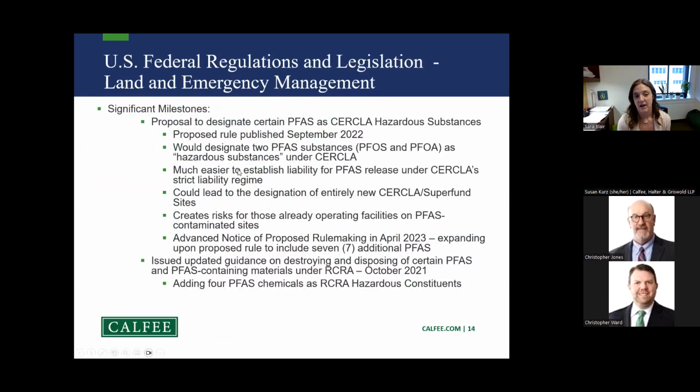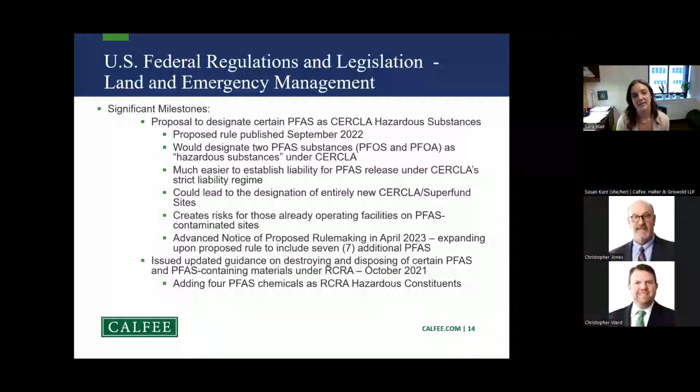With respect to the Office of Land and Emergency Management, the following milestones have been met or are in progress. Firstly, in September of 2022, the office issued a proposed rule to designate certain PFAS, including PFOA and PFOS, as hazardous substances under the CERCLA, Comprehensive Environmental Response, Compensation and Liability Act, otherwise known as CERCLA or the Superfund Law.